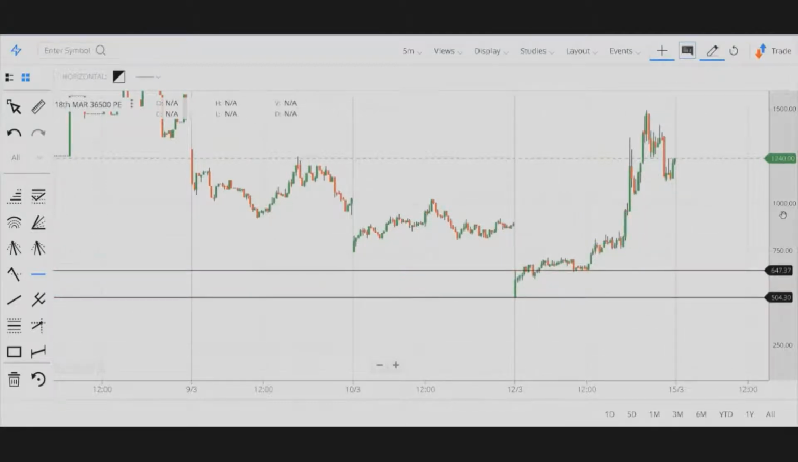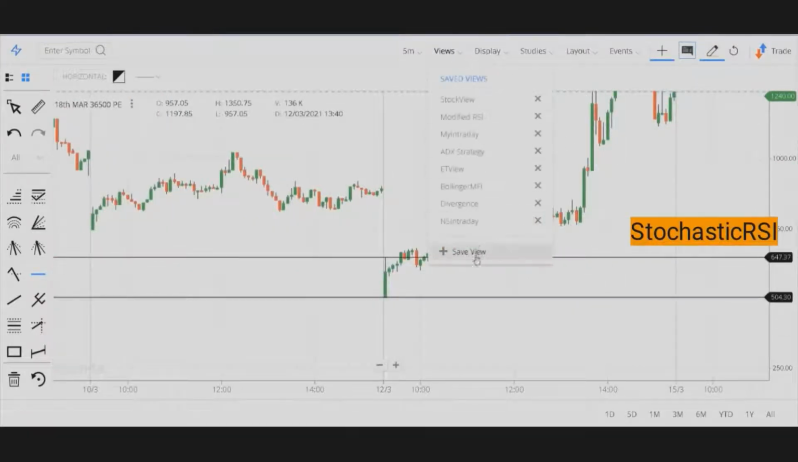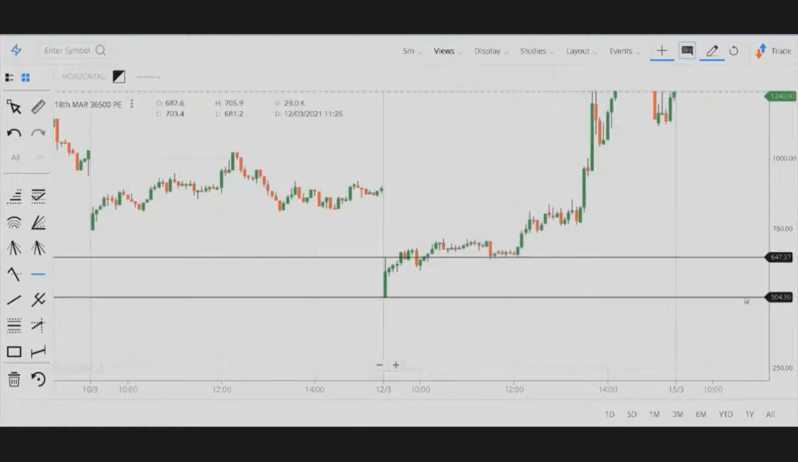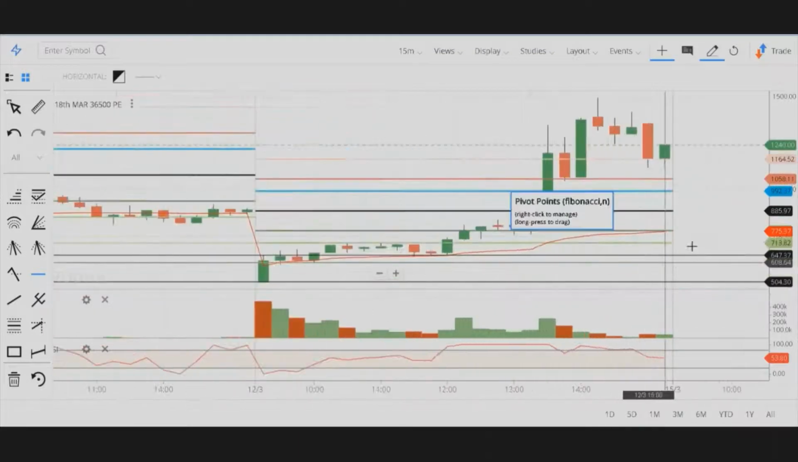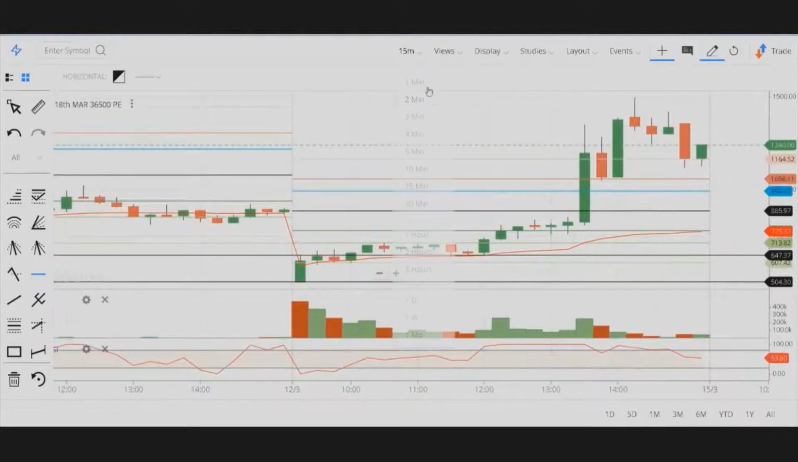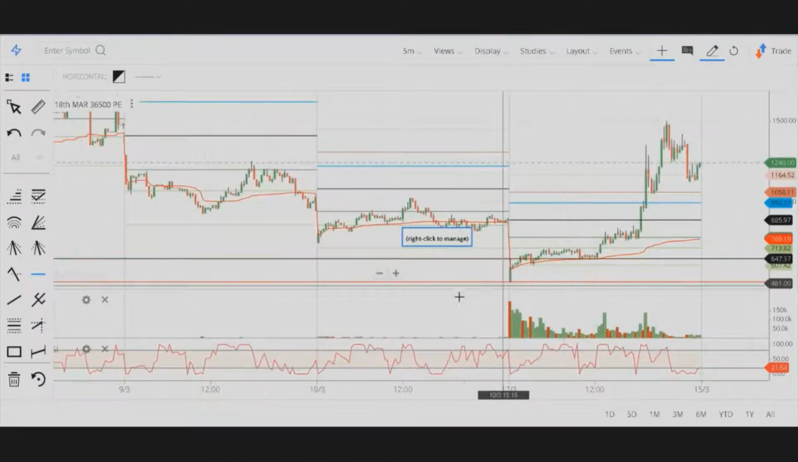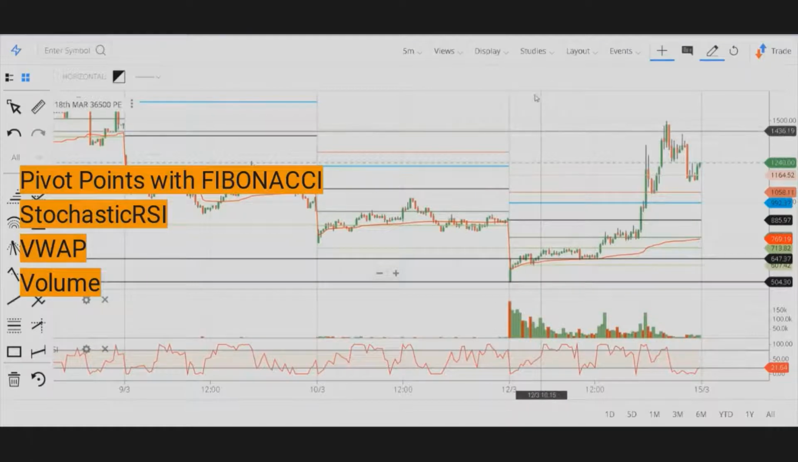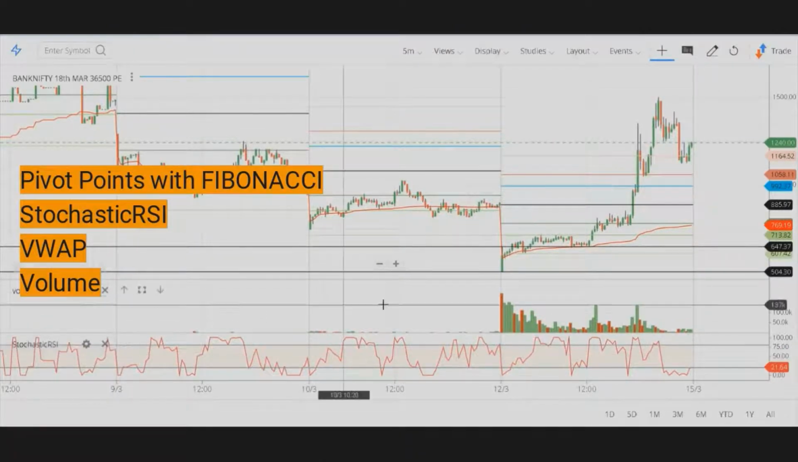So what are the other attributes which can help us to take the entire rally? The first thing is stochastic RSI. If we go here on the same chart, on the 5 minute time frame. Okay, before that, let me just walk you through what indicators I have. I have pivot points with Fibonacci, then I have a stochastic RSI, and I have a volume indicator.